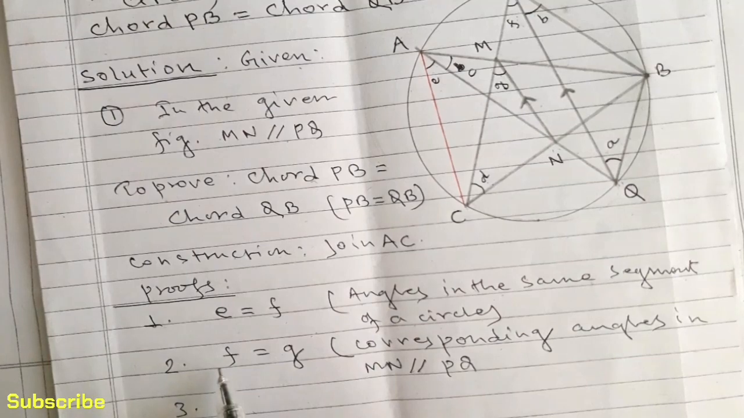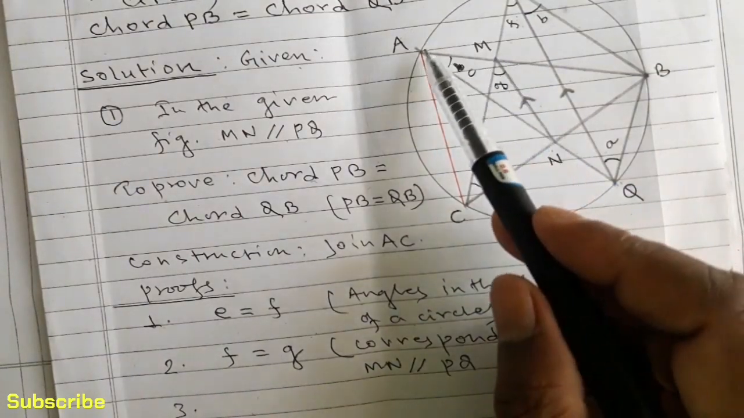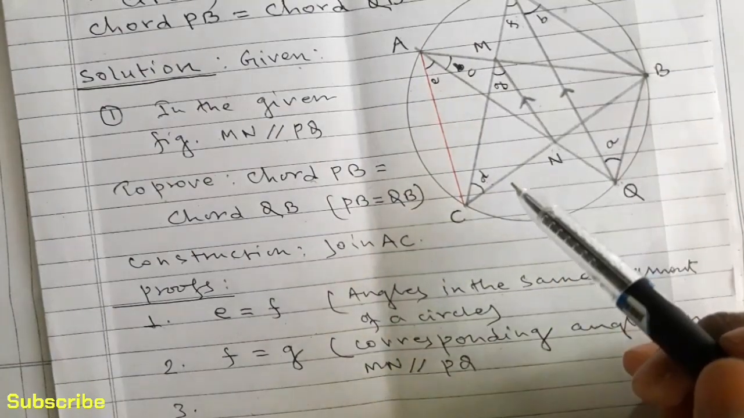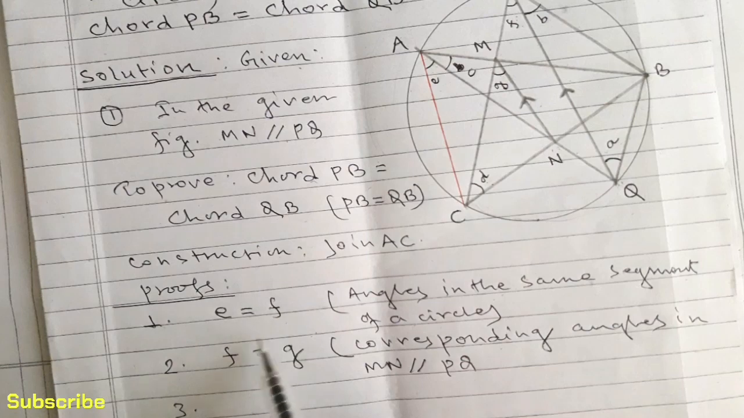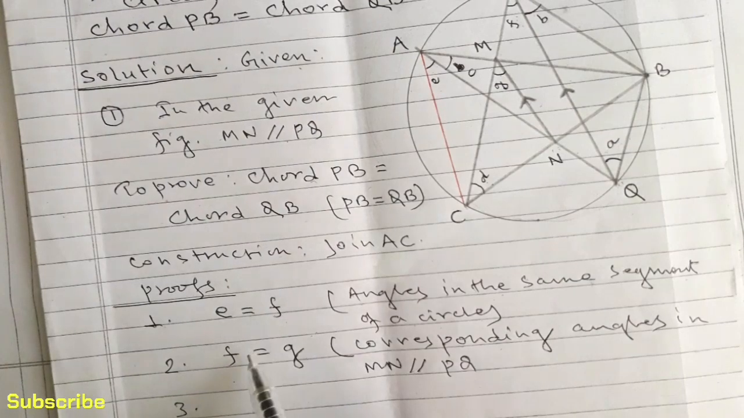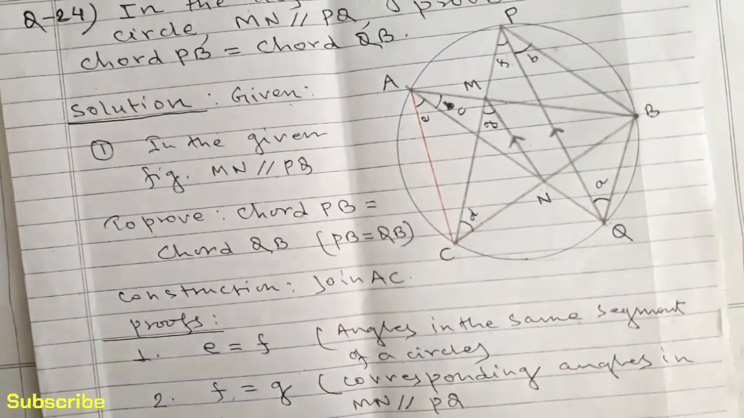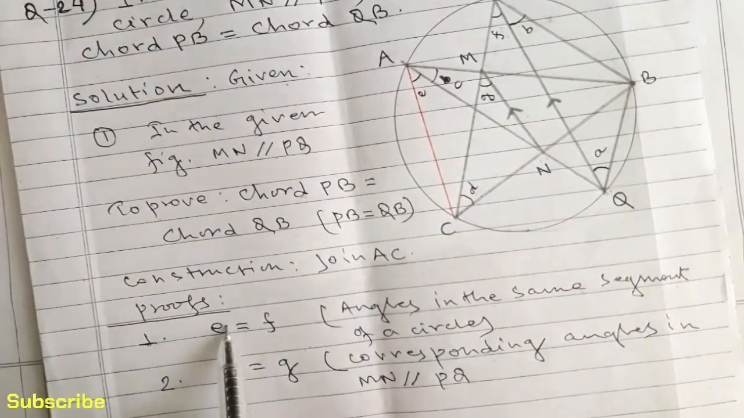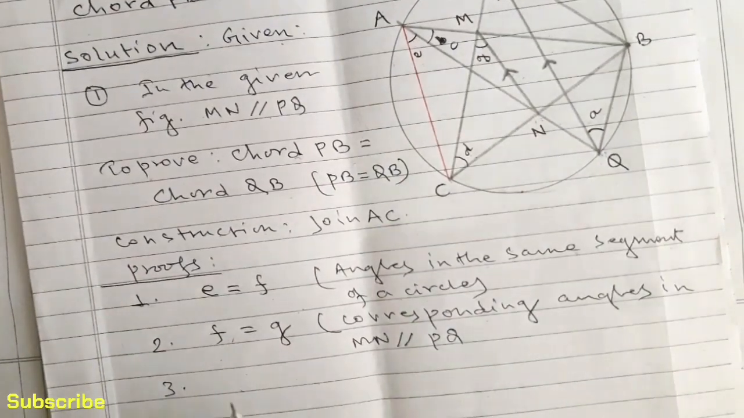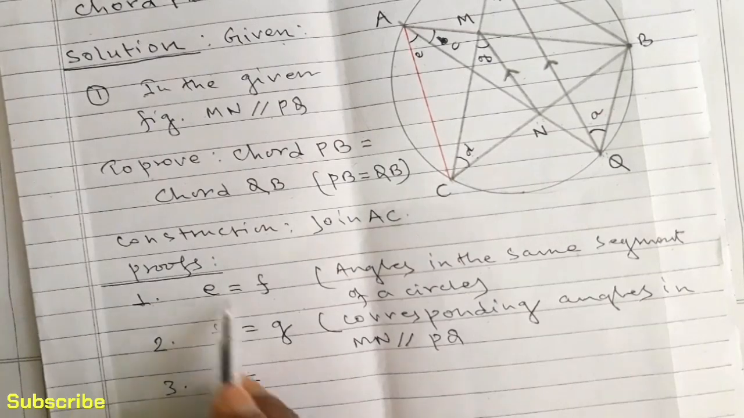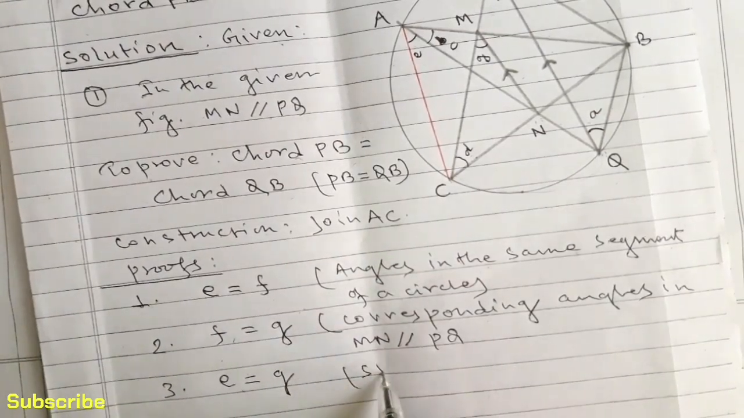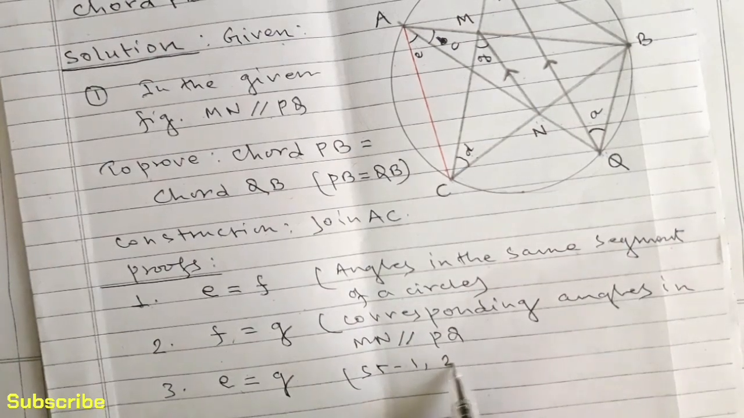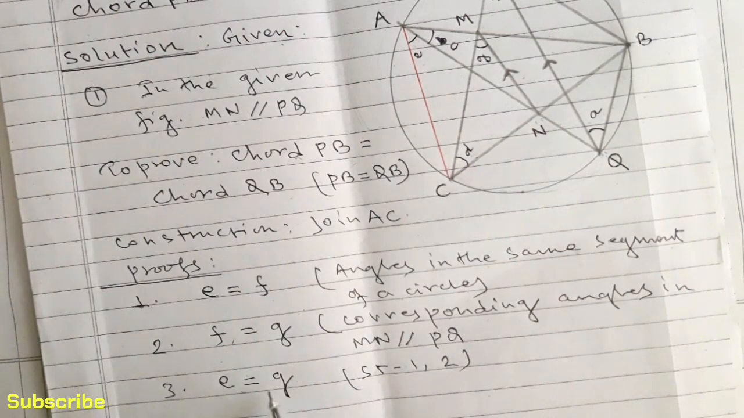In statement number 3, we can combine statements number 1 and 2. We are going to show the four points A, C and M are concyclic points. If we combine statements 1 and 2, the angle F of statement 1 and the angle F of statement 2 represent the same angle CPQ. So after combining statements 1 and 2, we get angle E is equal to angle G. So in the third statement, we can write E is equal to G.